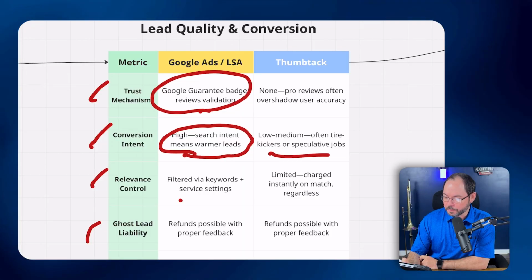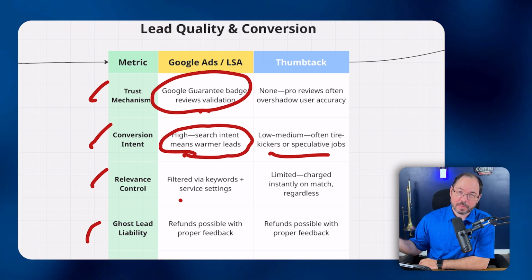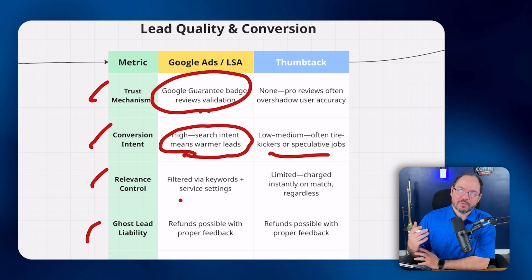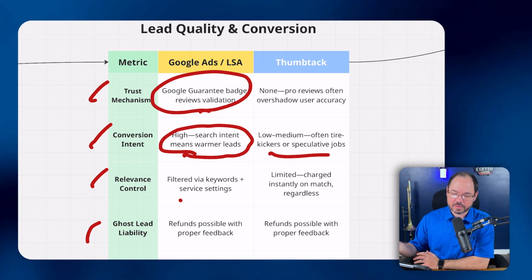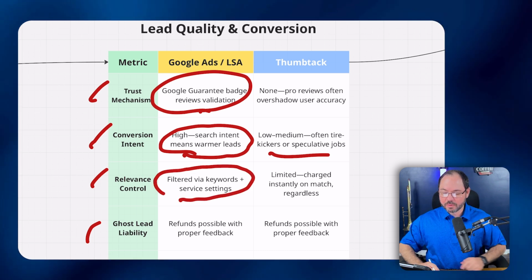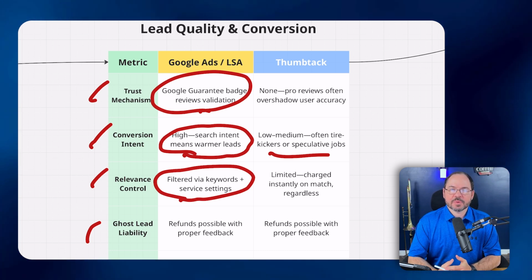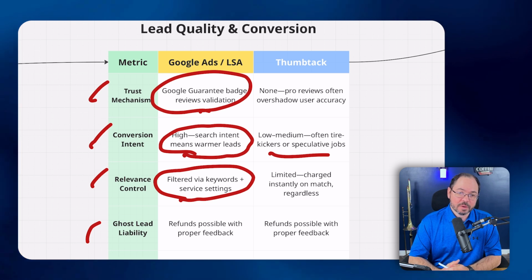Relevance control. So Thumbtack, you're very limited. Okay, you're charged instantly on match regardless, right? So you don't really get an idea of filtering out the kind of people that you don't want to work with based on keywords or searches, things like that. Google, on the other hand, you can filter keywords, service settings, all this kind of stuff through pay-per-click, and then just put the types of services you want for local service ads, and you just have better quality there.